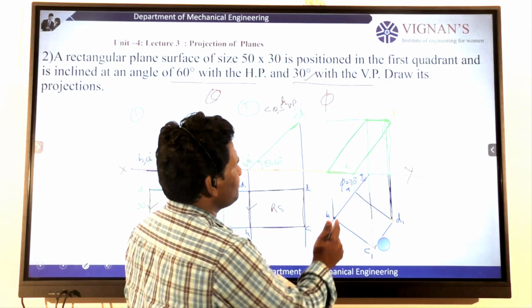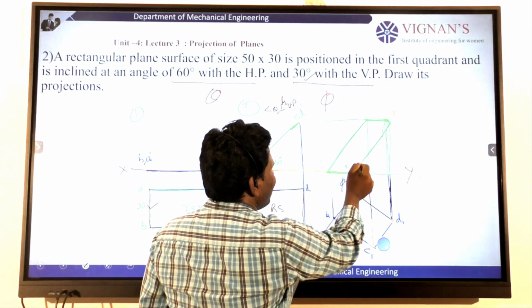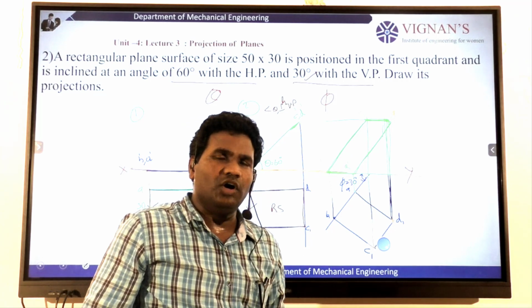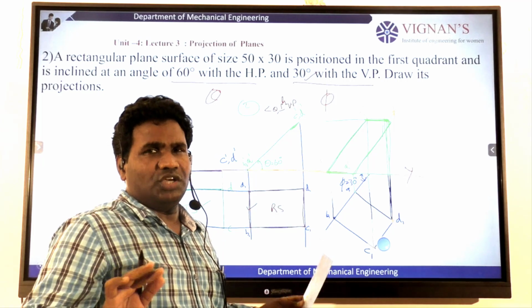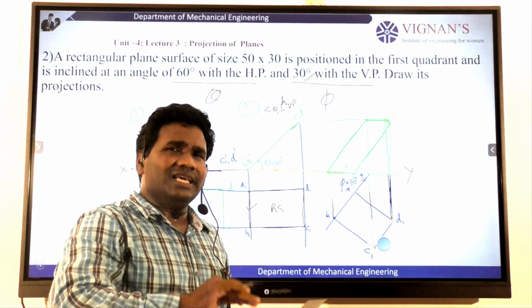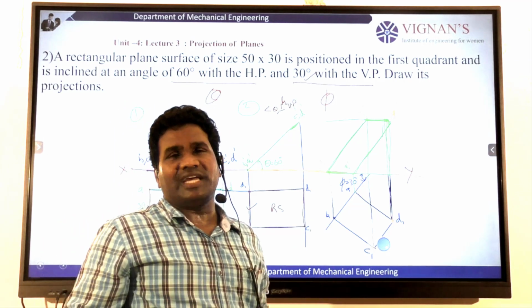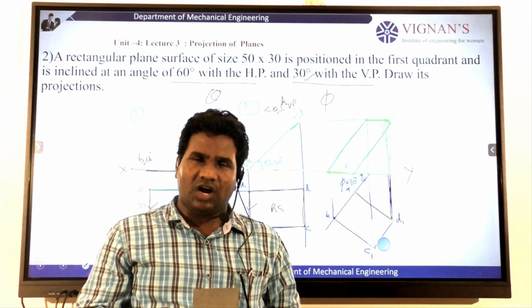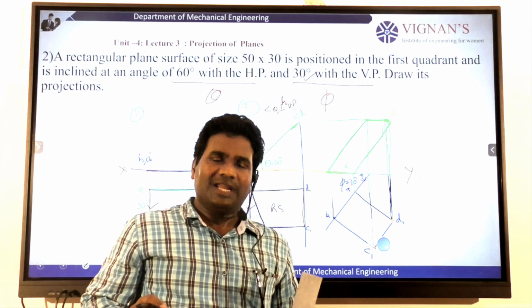The final front view is A1 dash B1 dash C1 dash D1 dash to A1 dash. This is a plane making an angle of 60 degrees to HP and 30 degrees to VP. That means a plane inclined to both principal planes. That's why this type of problem is called an oblique plane problem. Okay, students, oblique plane problems.